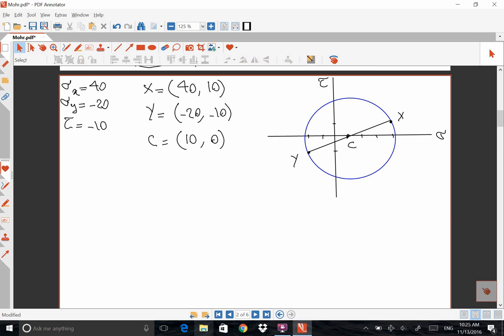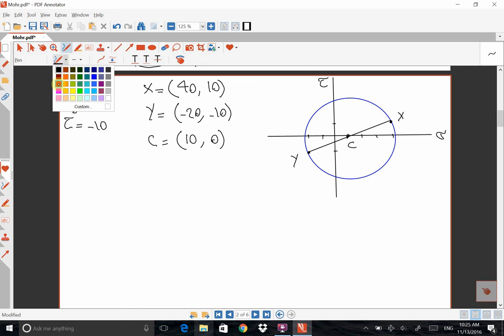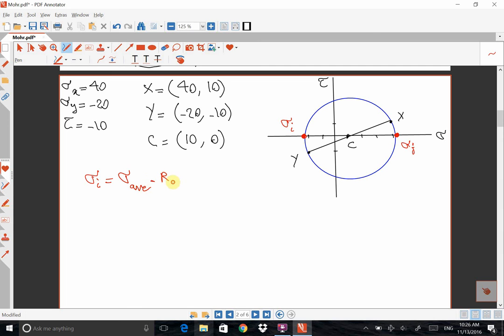Okay. So at this point, we said that we needed the Mohr circle to find the critical stresses. Once I get the Mohr circle, we said that the intersects of the Mohr circle and the normal axis are two of the critical stresses. Okay, so sigma I will be sigma average minus R. Let's first find the radius. R is 30 squared plus 10 squared, square root of this, which will be 10 root 10.